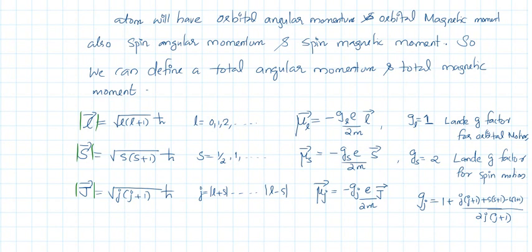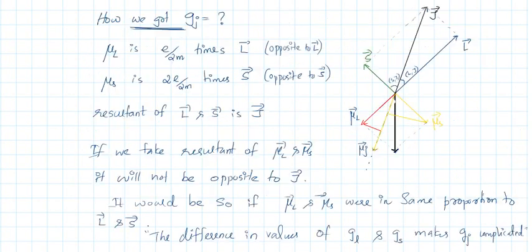Now, the total angular momentum is represented as J and it is given by square root of J into J plus 1 h cut, where J is the total angular momentum quantum number. Its value is modulus L plus S to modulus L minus S. And mu_J is minus g_J e by 2m into J, where g_J is Lande factor for total motion. Okay. Now, how can we find g_J?